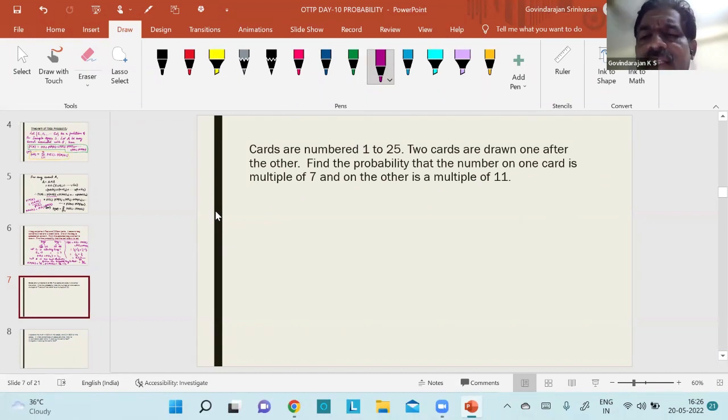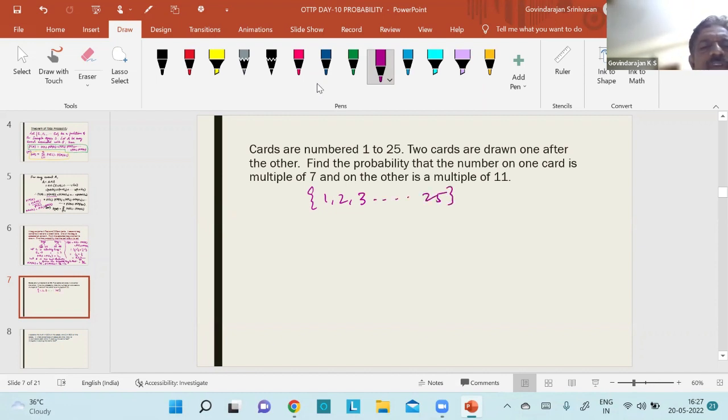Find the probability that the number on one card is a multiple of 7 and on the other is a multiple of 11. What is the probability that the number on the first card is a multiple of 7 and the number on the second card, another card, is a multiple of 11. So how to find the probability? So cards are numbered from 1 to 25. So if you see, it is 1, 2, 3, etc. It is up to 25.